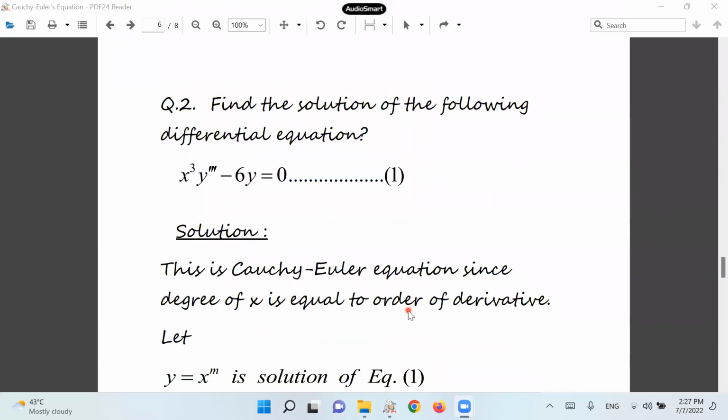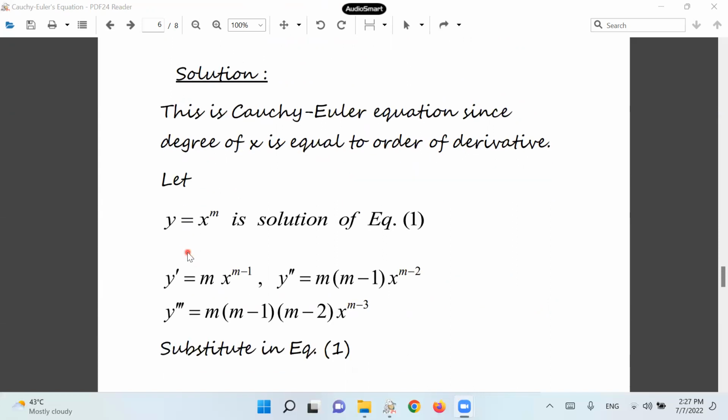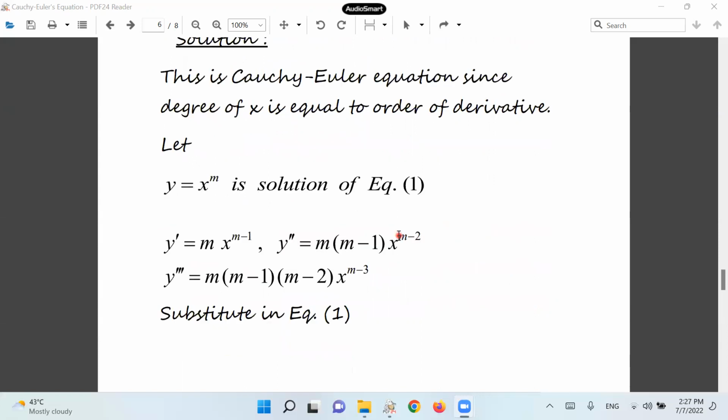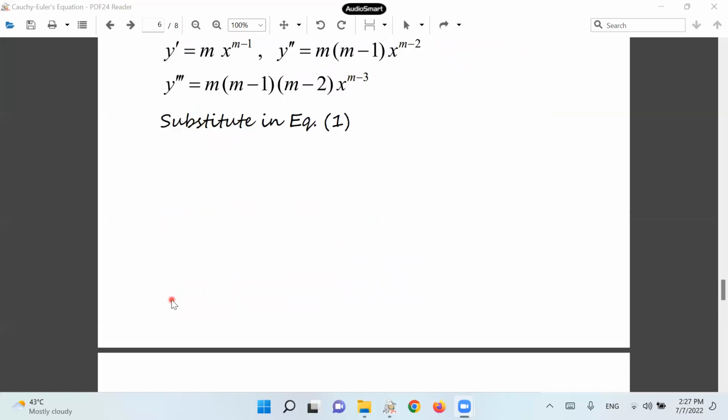Now in question number 2 also we can see that this is a Cauchy Euler differential equation, because the power of x and the order of the derivative are the same: x cube y triple dash minus 6y equals 0. This we term equation number 1. This is a Cauchy Euler differential equation because the degree of x is equal to the order of the derivative. So we suppose again that y equals x power m is the solution of equation number 1, and then we find y dash, y double dash, and y triple dash, and substitute in equation number 1.